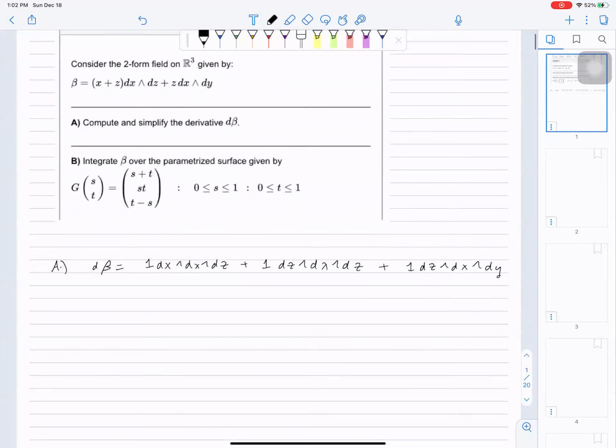So now that we have this, let's see if we can simplify anything. We see that we have an x and an x here, and we know that when wedges repeat, that goes to 0. What else do we have? We see z and a z here. So that's a double thing, cancels out to 0. And all we're left with is dz wedge dx wedge dy. And if you wanted to, you can rewrite it as dx wedge dy wedge dz.